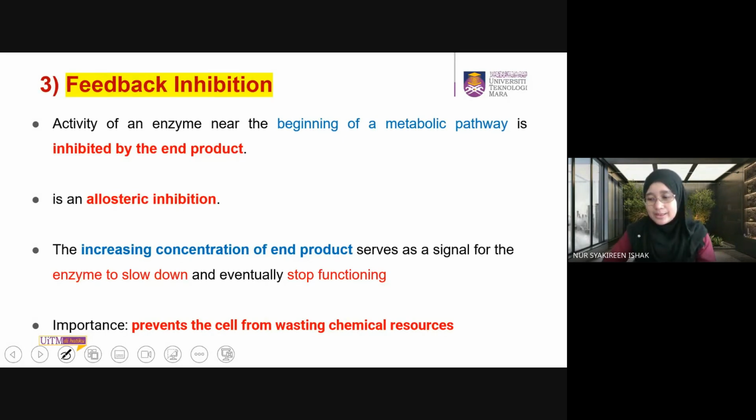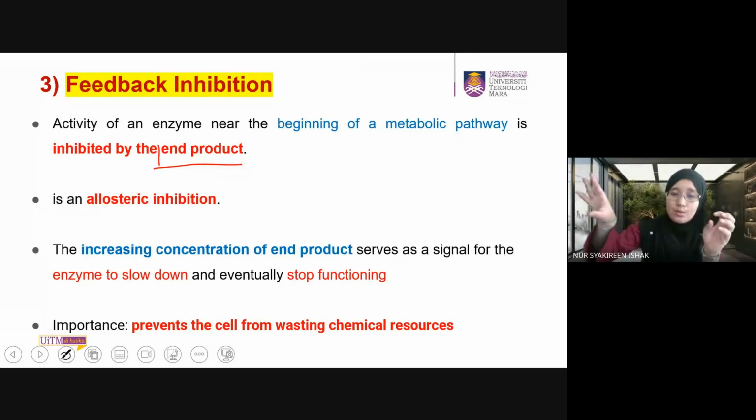Feedback inhibition: the activity of an enzyme near the beginning of a metabolic pathway is inhibited by the end product. So you have the initial substrate binding to the first enzyme. In our cells, in our body, the reaction is not just a substrate and an enzyme directly producing a product. We have this initial substrate binding to the first enzyme and then producing an intermediate product, and then catalyzed by several other enzymes until you produce the end product.